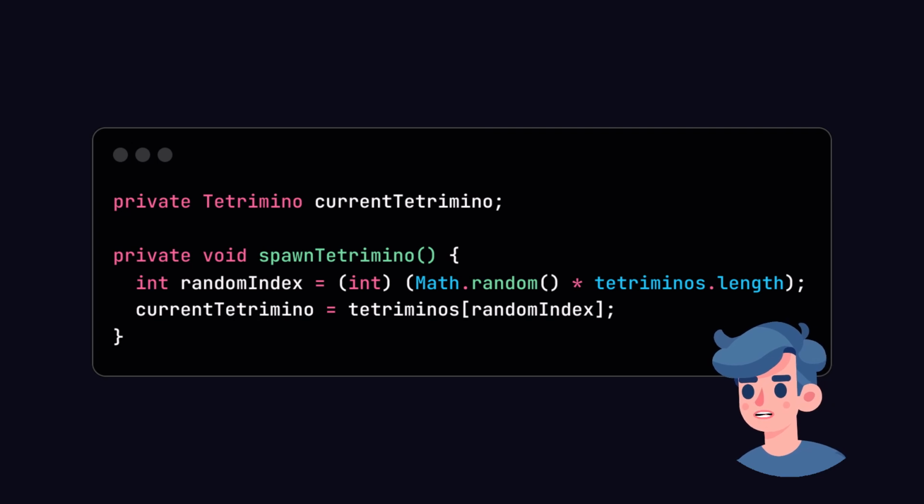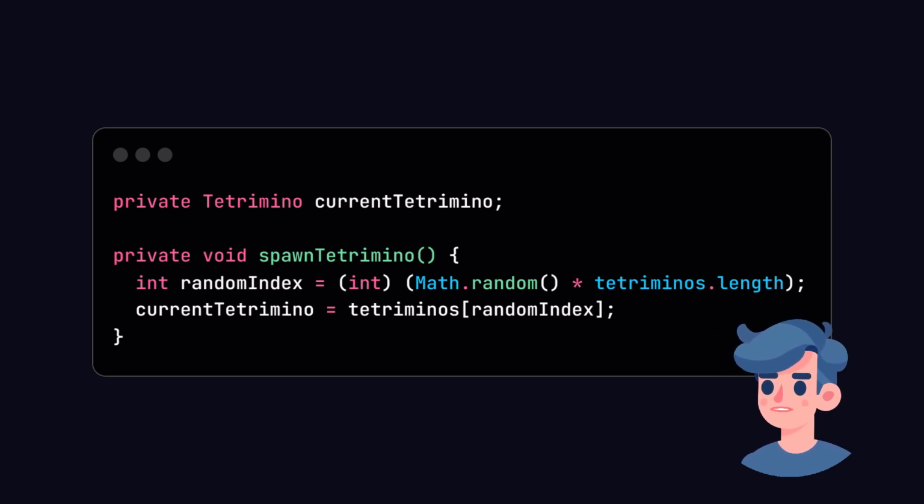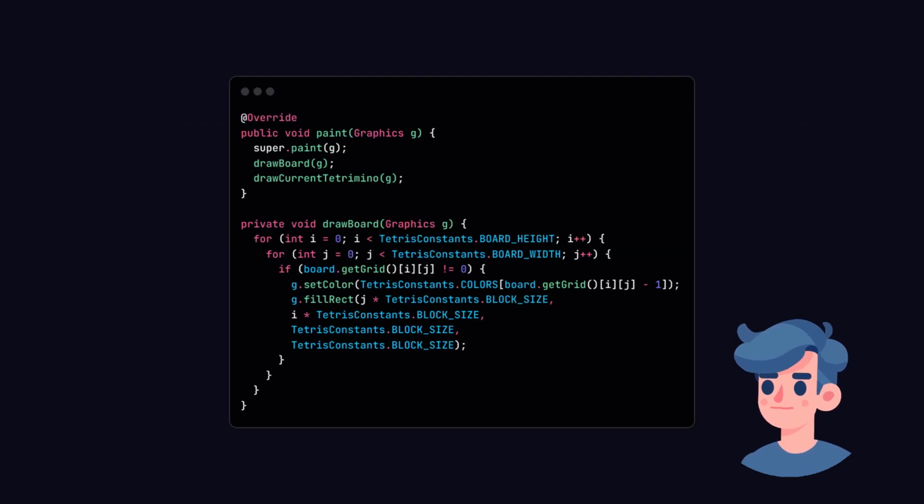With our tetraminos defined, we'll want to randomly spawn them. Back in the Tetris game class, let's create a method called spawnTetramino, which randomly selects a tetramino from our predefined list. To actually render our game, we need to draw the grid and the current tetramino. Override the paint method in our Tetris game class to do this.